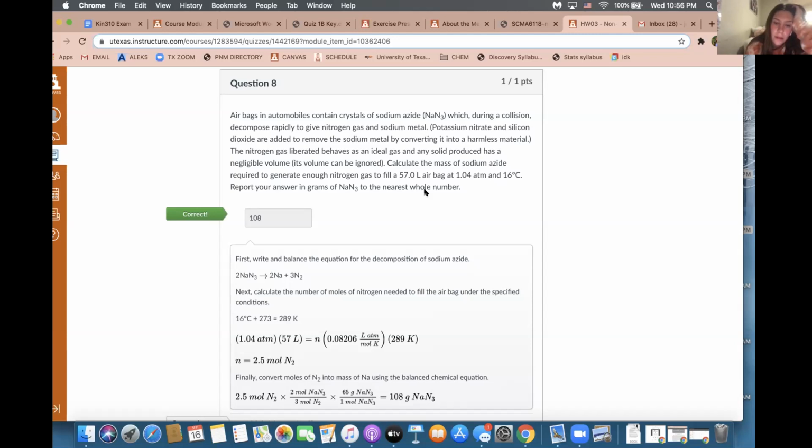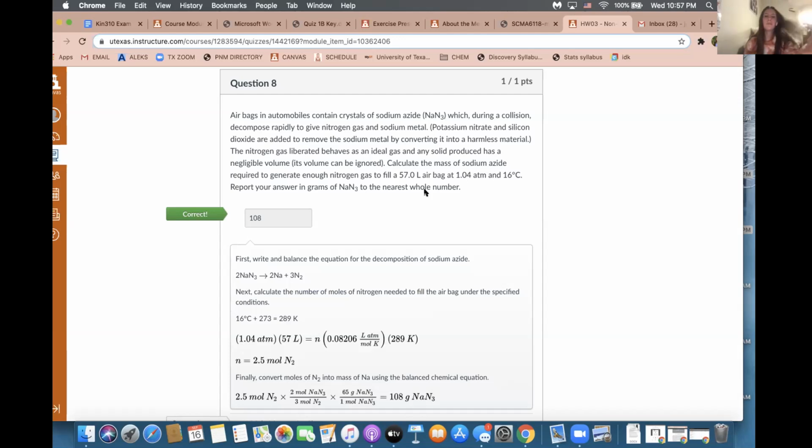How you would know is you have a lot of givens, right? I would probably just write down the givens. I think it gives you pressure, 1.04 atm, volume, 57 liters, and temperature. And it also gives you R, the gas constant, or you know that one. So there's always five parts to this, and that's how you know.